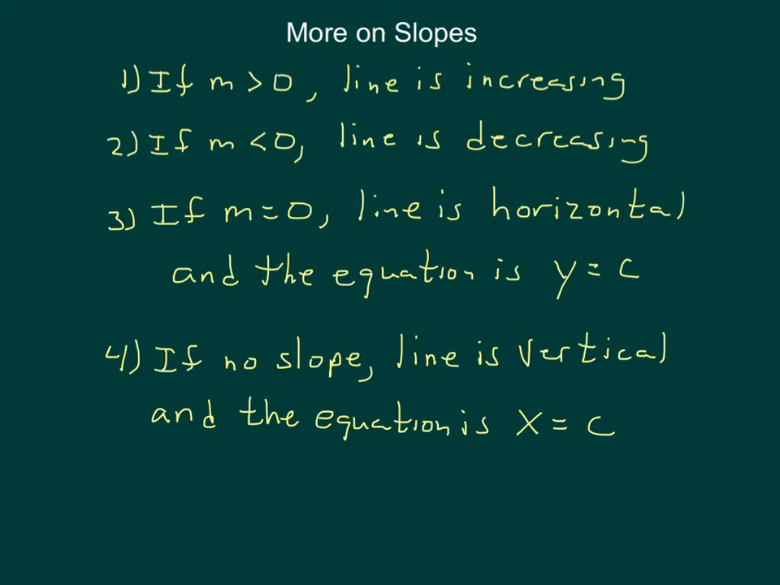If you have no slope, and remember, no slope means that when you use the slope formula, you ended up with a division by 0, that's when you have a vertical line, and the only way that's going to happen is when the x coordinates of the 2 points are the same. And so the equation of that vertical line is going to be x equals c, whatever the x coordinate was in the 2 points you saw.